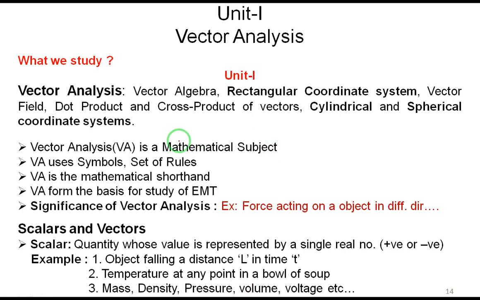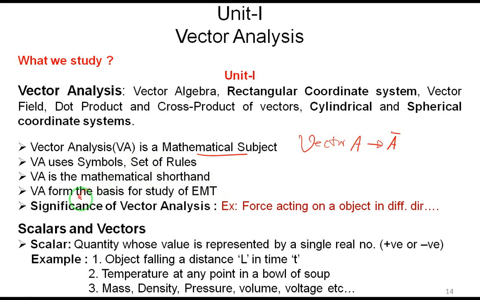First, vector analysis. It is a purely mathematical subject, but it forms the basis for the remaining chapters in electromagnetic theory. Vector analysis uses some symbols and a set of rules. It is a mathematical shorthand, meaning that instead of writing vector A, I can simply make use of a notation. I write A and put a bar over it, and that is vector A. I can read it as vector A. So this acts as a mathematical shorthand.